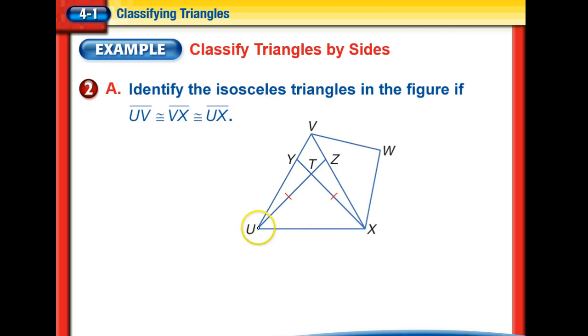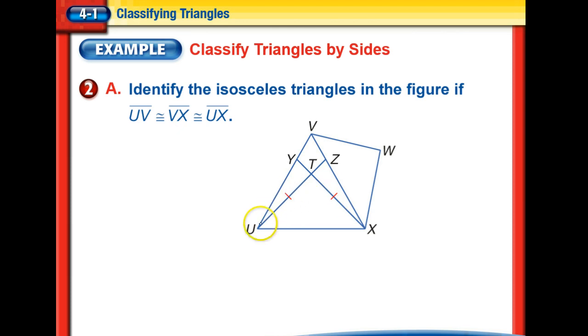If UV, where's my V? UV, so this long piece here, is congruent to VX, which is congruent to UX. Okay, so we know that we have an equilateral triangle here at least because all 3 of those pieces are the same. And they've also given us these 2 marks.